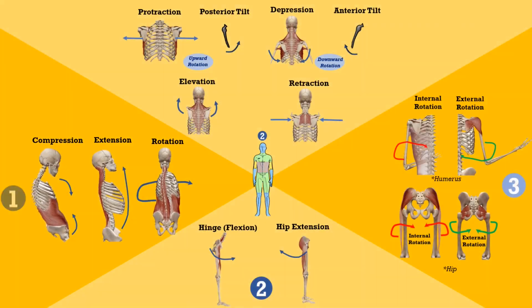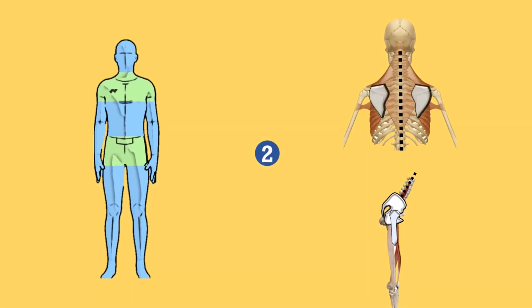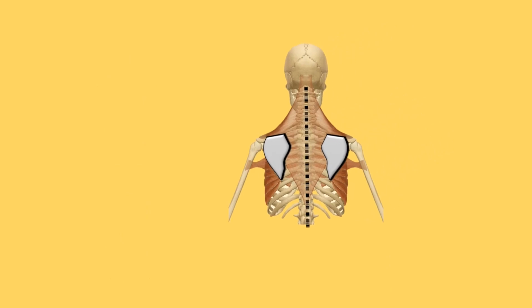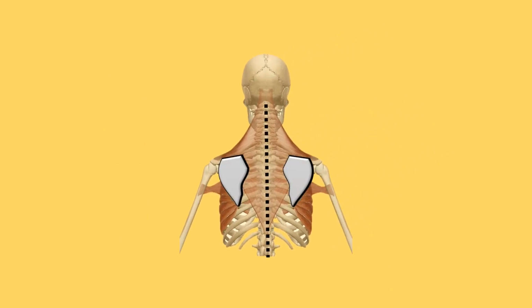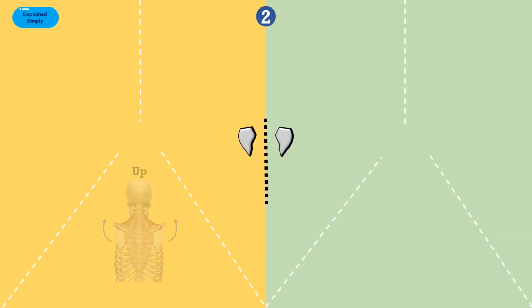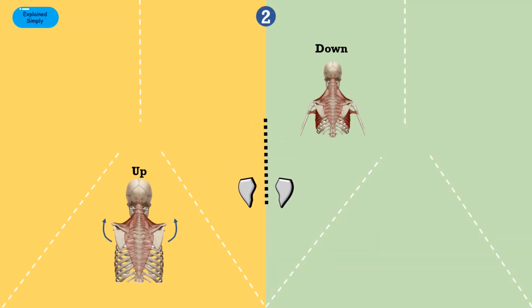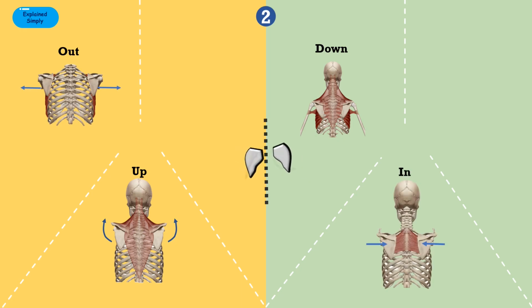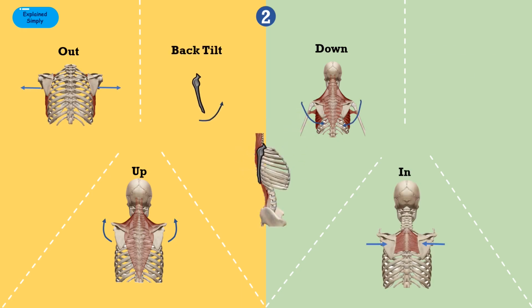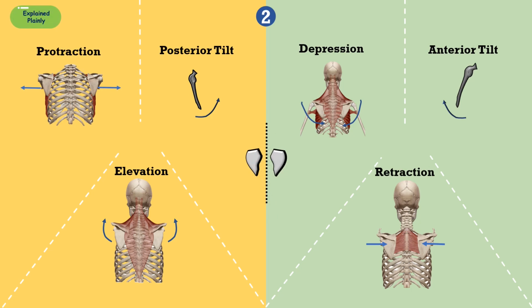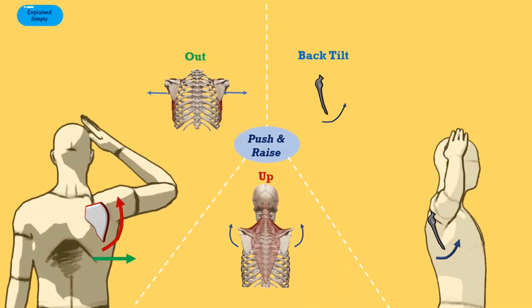Now let's proceed to level 2 for the actions of the scapula and the hips. Scapular movements are labeled based on the position of the scapula relative to the spine. We can move up and down, out and in, tilt back, and tilt forward. The standard labels for these actions are shown on the screen. These actions can also synergize to create complex movements. The push and raise group allows you to support overhead actions like this salute.